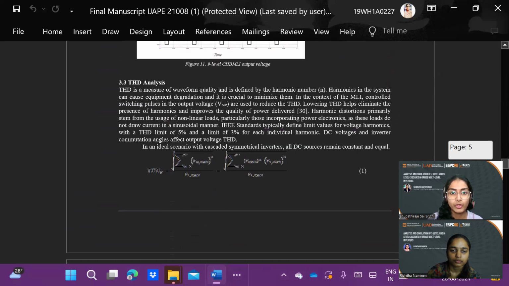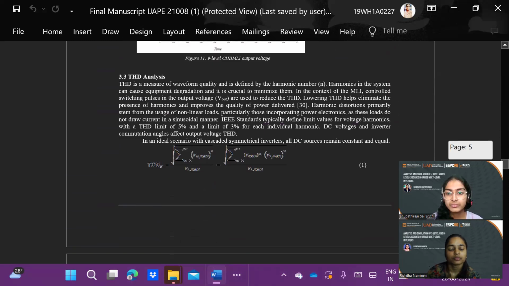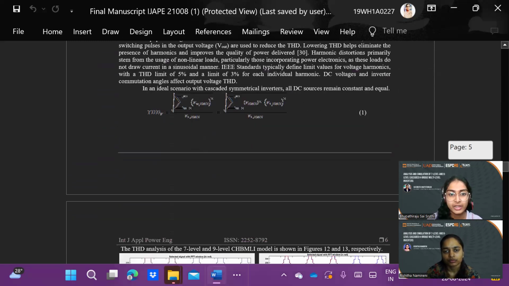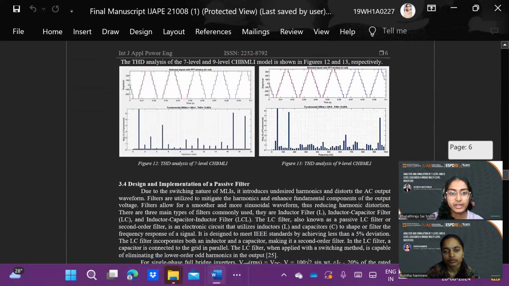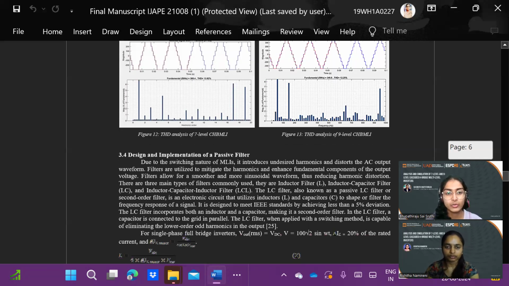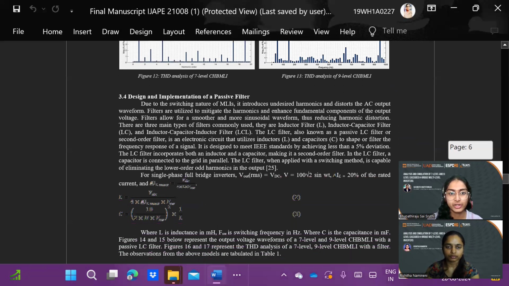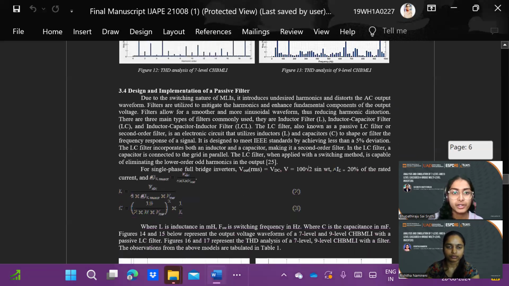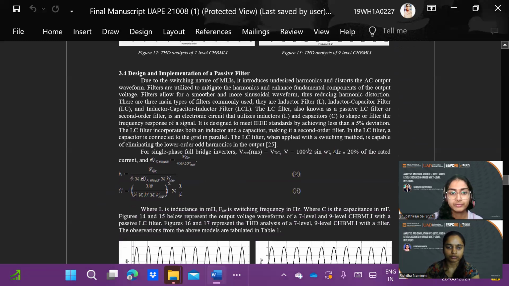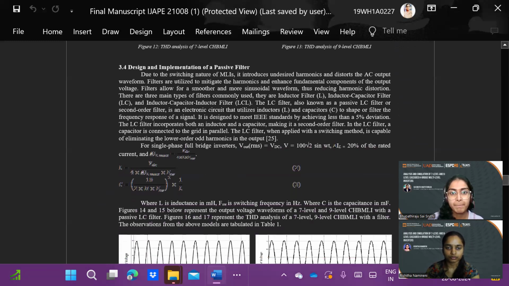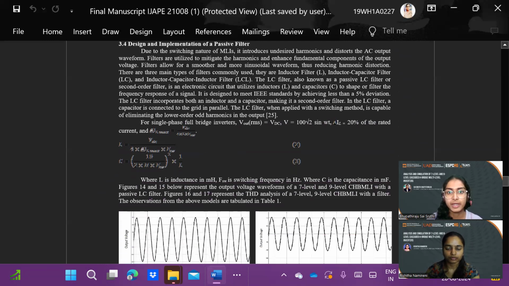Then moving on with the THD analysis, we have mentioned the THD analysis and the formulas used. Later on, we compared the THD analysis of 7 and 9 level CHBMLI before applying a filter. Since we noticed that the THD is more than the IEEE standards, we decided to implement a filter here. This is a passive filter we chose to implement. These are the formulas used to calculate L and C for the passive LC filter. We have also discussed some types of filters over here.